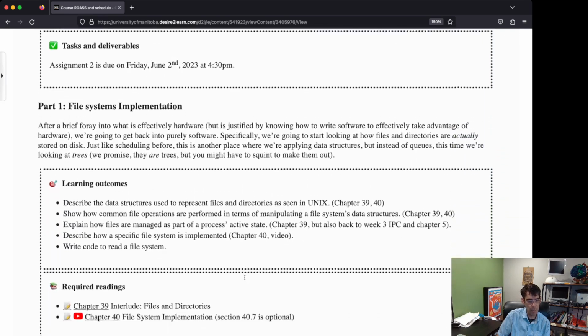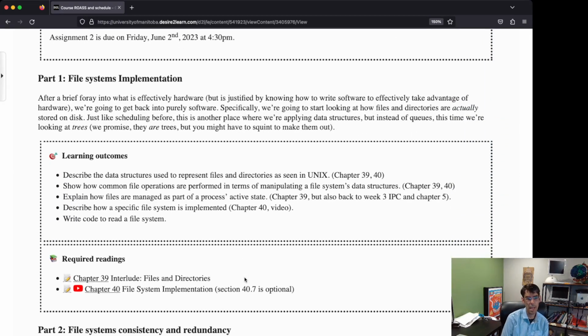For this week, what we were doing was taking a look mostly at file systems implementation. We've got just a few learning outcomes here in the first part. Describe the data structures used to represent files and directories as seen in Unix. This is really directly saying, tell me that you understand the idea of inodes and how inodes represent files, and how directories are represented in terms of an inode for a directory pointing at a block that's filled with directory entries, file names, and inodes.